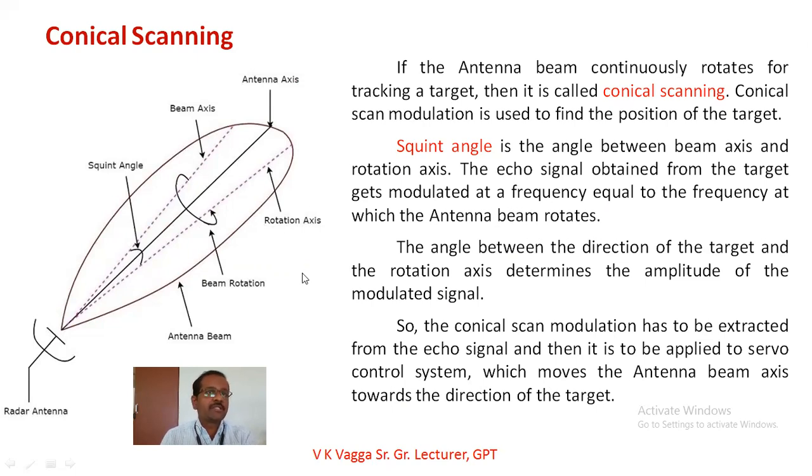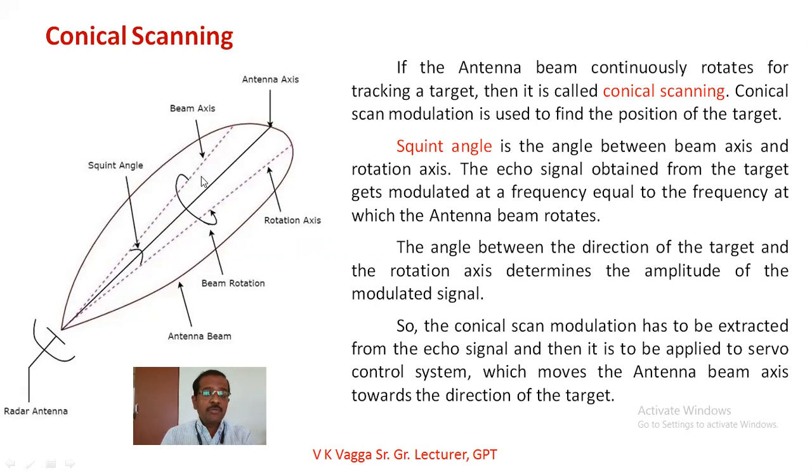So in this case, what happens? Instead of making two lobes, in this case it makes only one lobe. You can see this is the radar antenna, and this end point is the point at which the target is available, and it forms one lobe exactly between the target and the radar antenna. The obtained lobe is in the form of a cone shape.